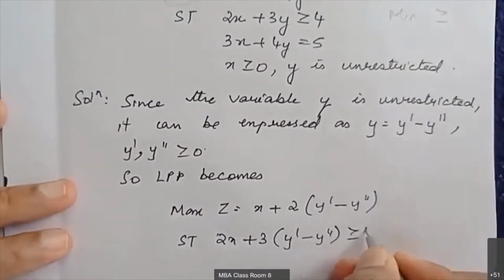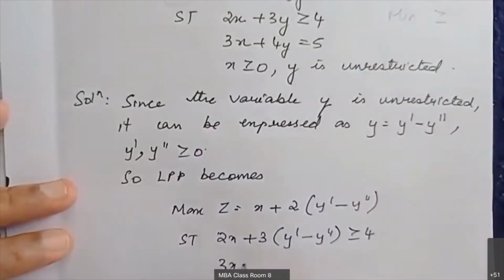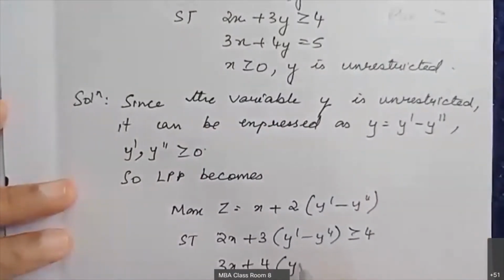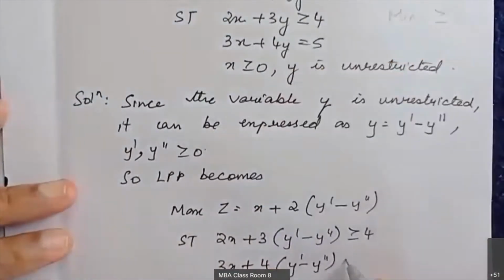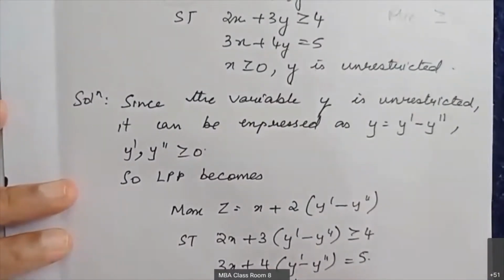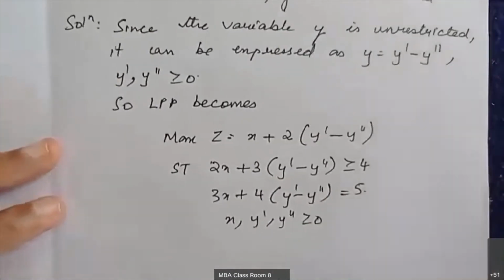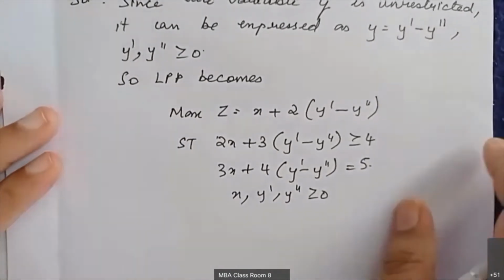Okay, greater than or equal to 4. Then the second constraint becomes 3x plus 4 into y dash minus y double dash. Here it is equal to 5, so I am putting it as equal to 5. Okay, and x comma y dash comma y double dash are all greater than or equal to 0. After that, what happens? You have to convert it into the canonical form.